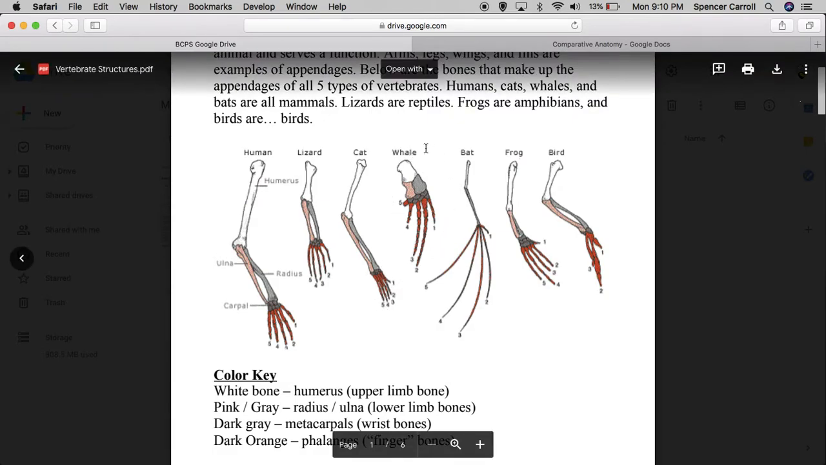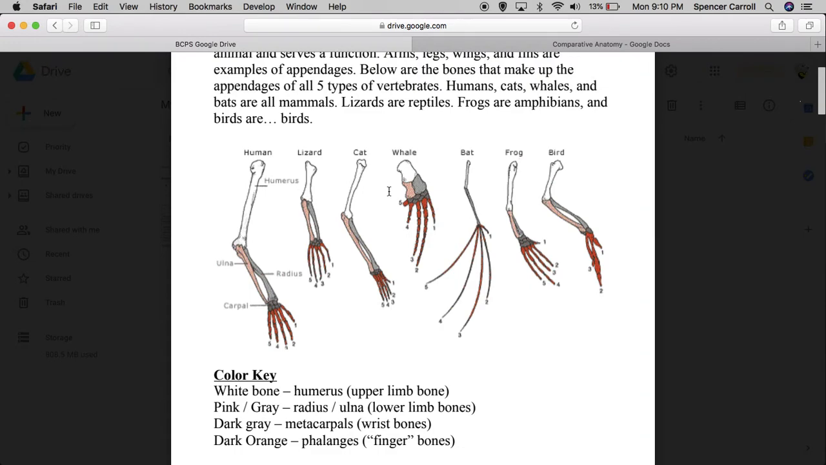Even a whale, inside their flipper, which is not used as a leg or an arm, I'm seeing the same sort of pattern. Bats fly, but again, there's that 1 bone, these 2 bones, and then these fingers. Even a frog and a bird. Interesting. I don't think I could be much further away from a bird, but if I look at just their bones, I'm starting to see a pattern here.